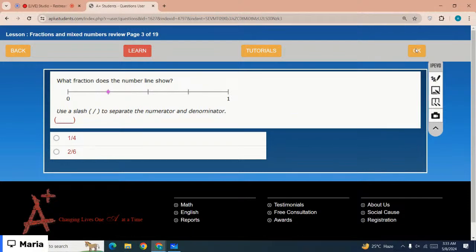What fraction does the number line show? Which is the correct option? You have four portions on the number line, right? And the purple is the first one. That would be 1 out of 4. The correct option is 1 out of 4. Option number 1 is the correct option.